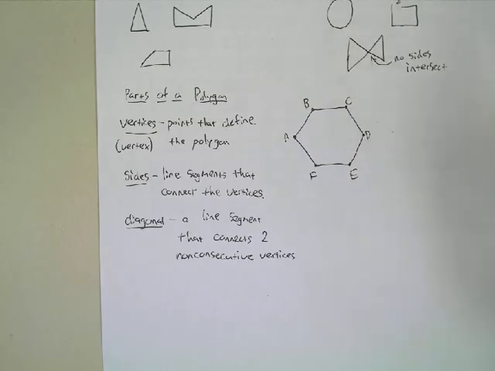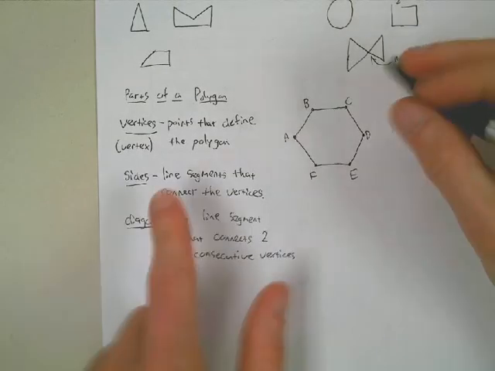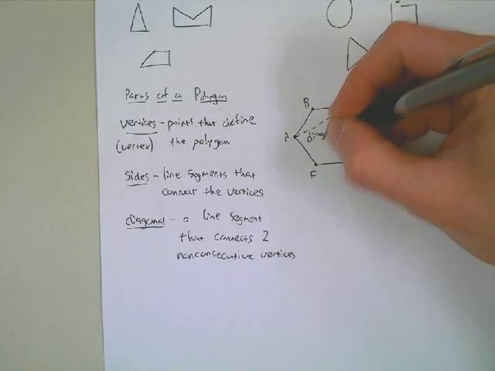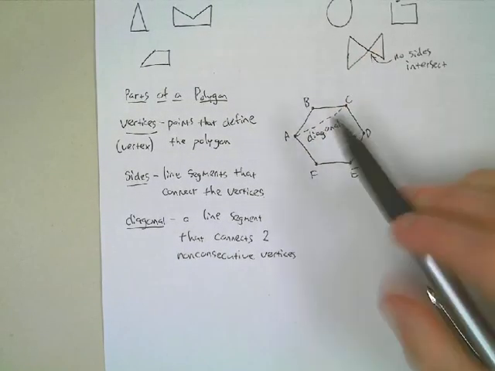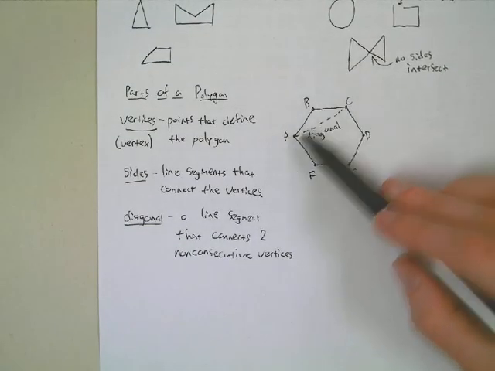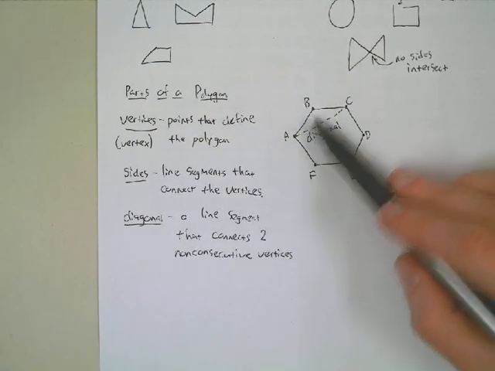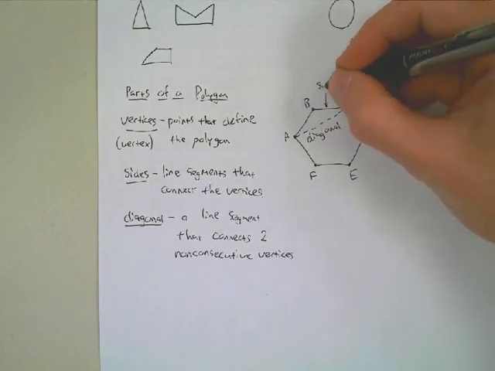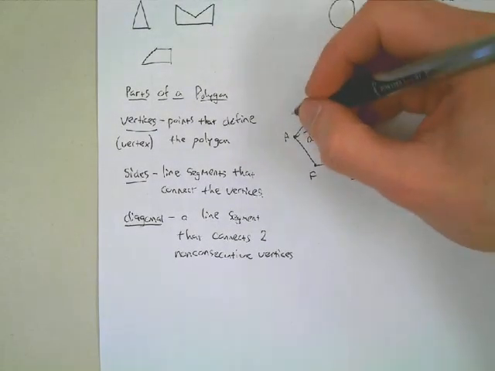Exactly right. And so a diagonal then would be if we, for example, had a segment that connected A to C. That is a diagonal. Okay, but a diagonal would not be from A to B, because what's A to B? It's just a segment. It's a side of the shape. Okay. So there's an example of a side, and then here is an example of a vertex.